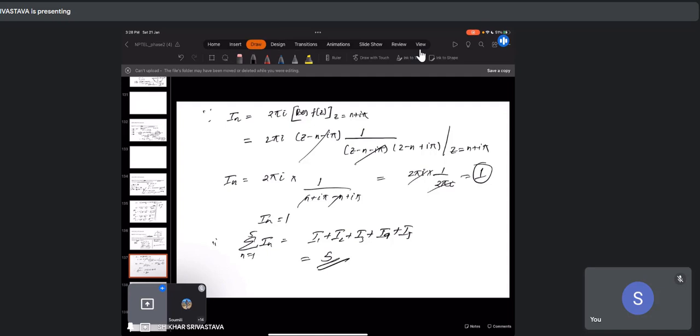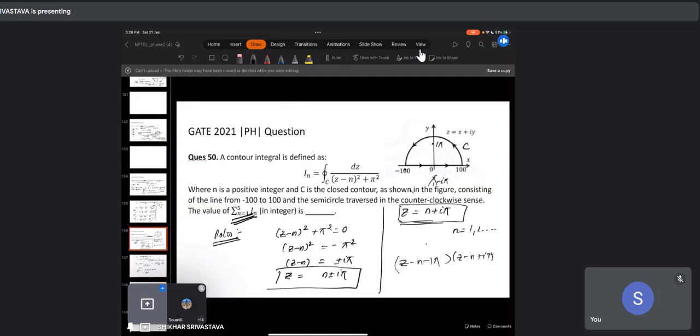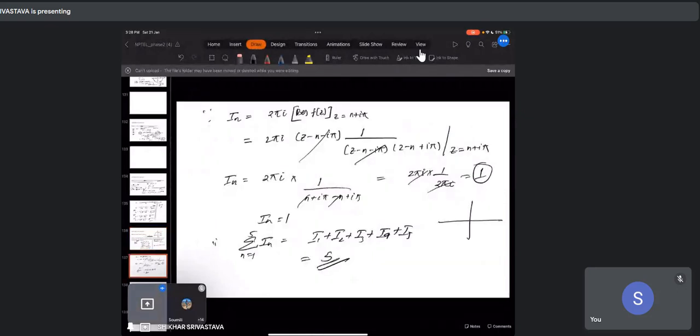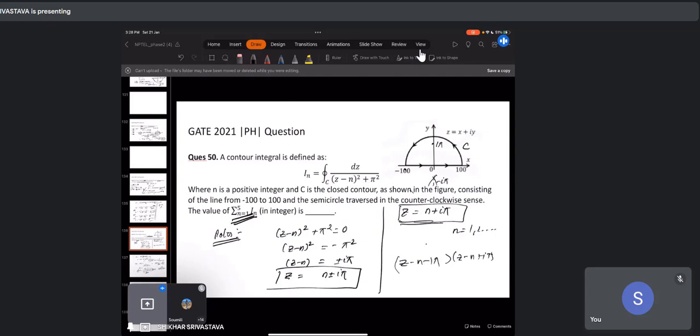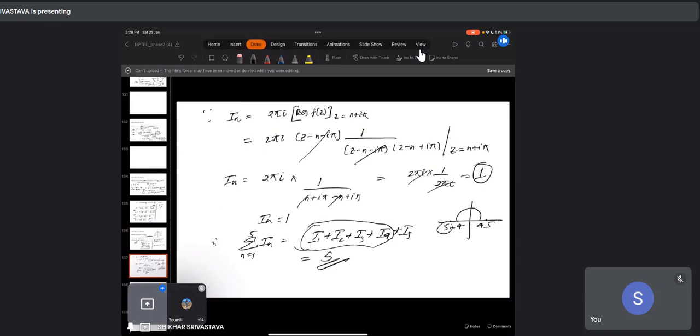Suppose in the question, instead of minus 100 to 100, the domain was minus 4 to 4. Then in that case only n is equal to 1 up to n is equal to 4 would contribute to this integral. N is equal to 5 would have become 0, because n is equal to 5 lies outside this closed curve. But since the domain here is minus 100 to 100, where n can range up to 100, all these values from n is equal to 1 to n is equal to 5 will contribute to this integral. So is this clear?